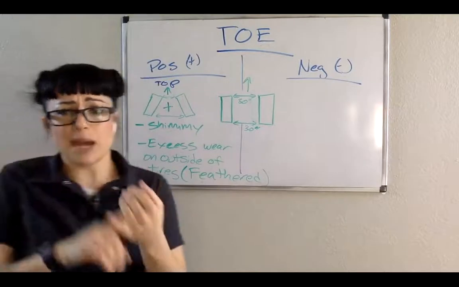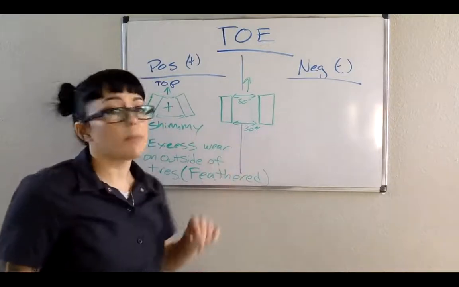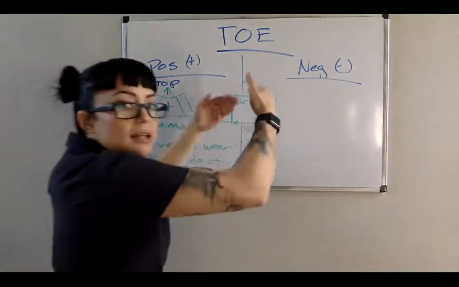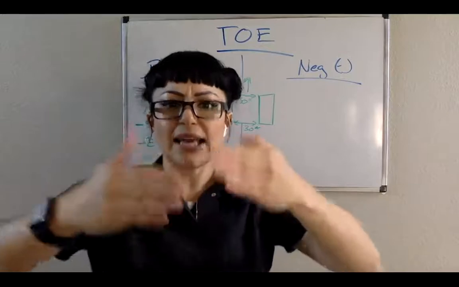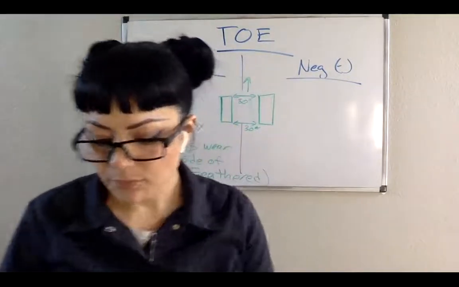So toe can cause bad gas mileage, because again, we're dragging in either negative or positive. But if we're shimmying, the tires want to move inward and they can't. So they're sort of dragging across, creating a shimmy in the steering wheel.